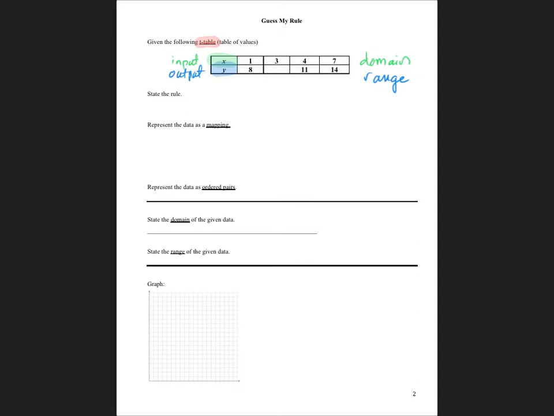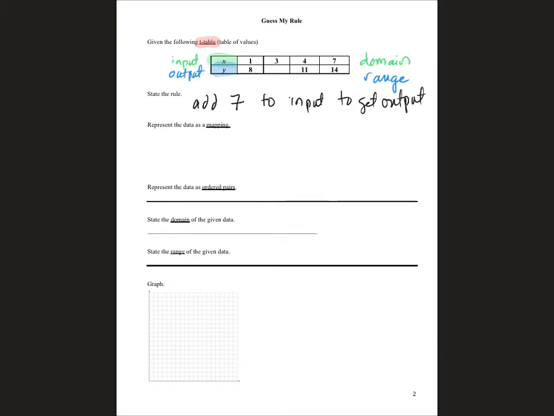Now, there are many different ways I can represent this data. I could actually state the rule. I could state the rule in terms of words. Hopefully you came up with this. What am I doing? Oops, I'm writing with a really fat marker. I'm going to add 7 to my input to get the output. If I were writing this in words, that's what I would say.